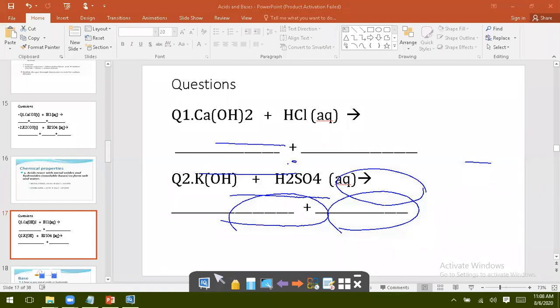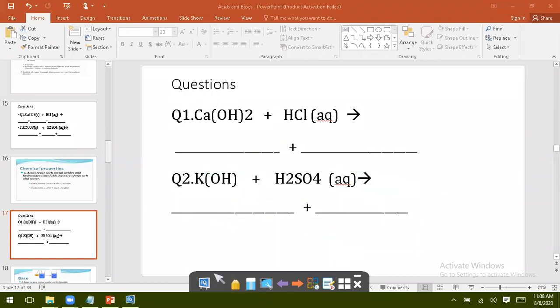Examples? Calcium hydroxide plus hydrochloric acid. Calcium hydroxide is a metal hydroxide plus hydrochloric acid. We know it will produce salt and water, which are the products. Water is one of the products. Salt, calcium hydroxide and hydrochloric acid.